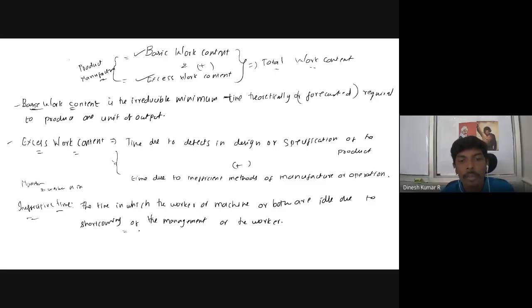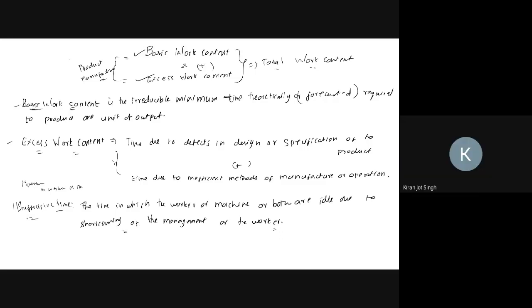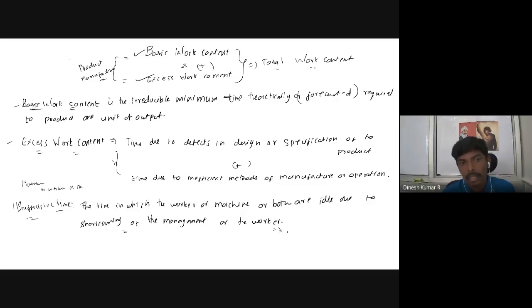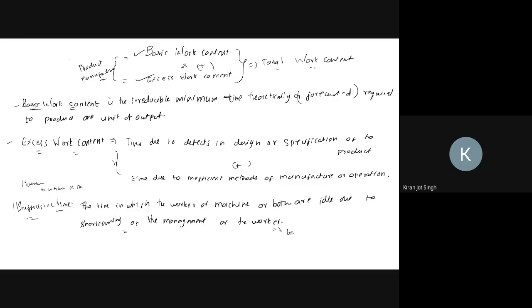So that comes with the shortcoming of the management. You didn't manage properly, so that comes with your inefficient time. About shortcoming of the worker, how do you define inefficient time with the worker? Whatever you said, like when workers take a break, that time comes in ineffective time, like tea breaks and all. I'm asking, does that come under this? Yeah.